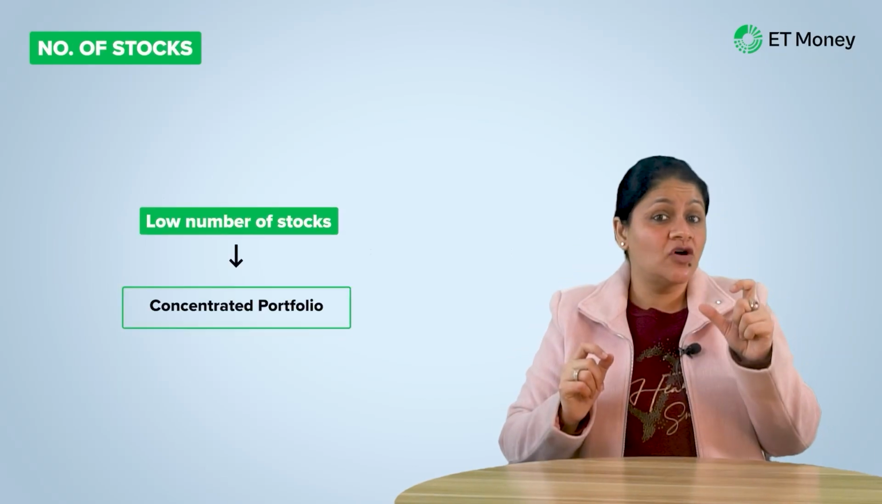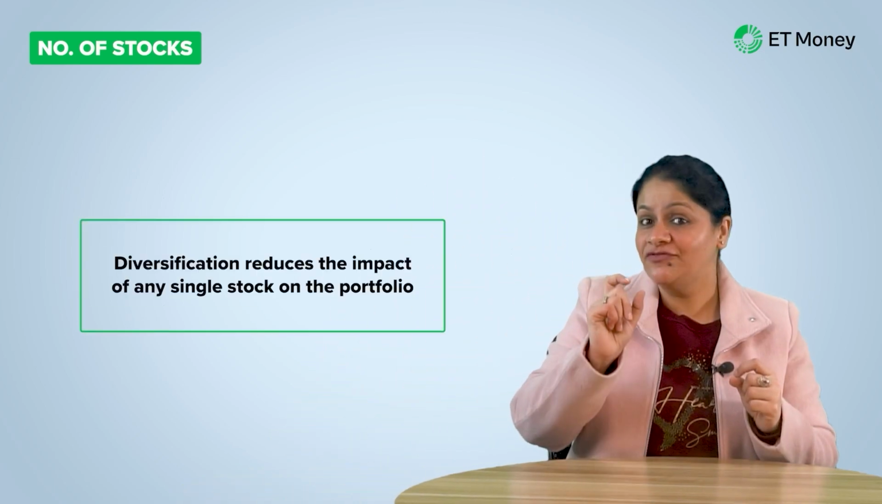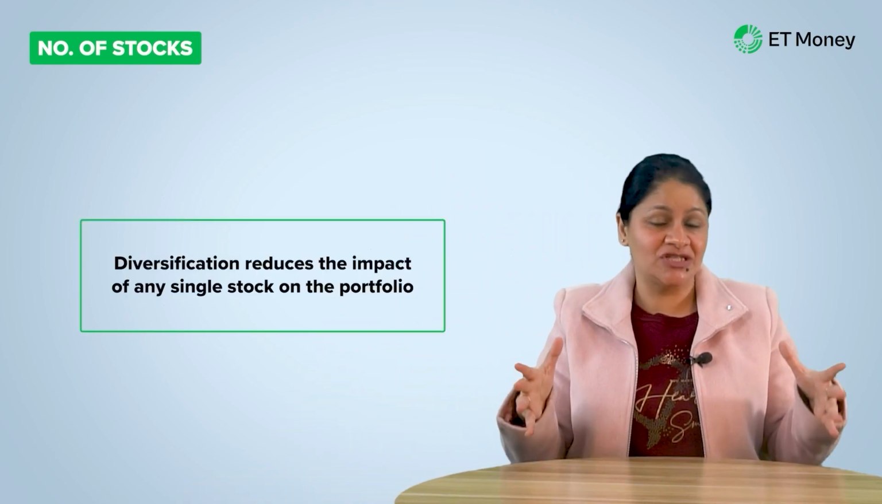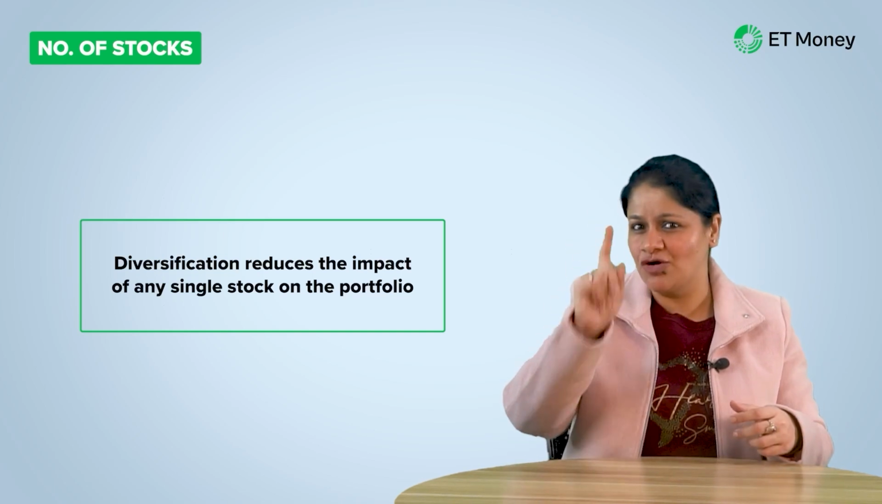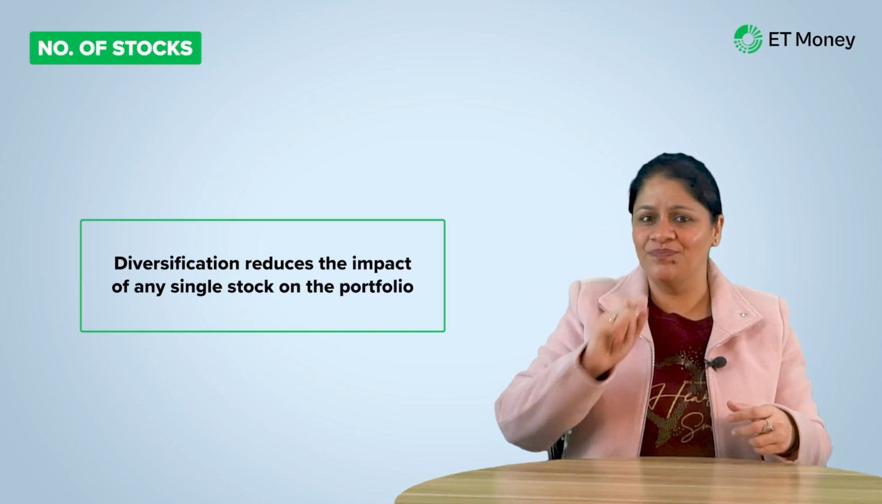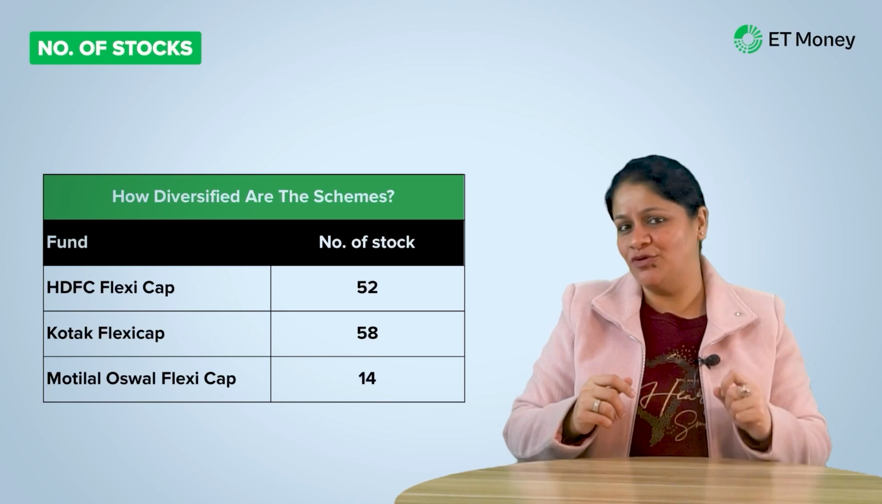If a portfolio has a low number of stocks, it would be a concentrated portfolio. In this case, every stock on average would have a higher allocation in the portfolio. So a significant movement in any stock can impact the fund's performance. On the contrary, if the fund manager opts for diversification, the impact of any single stock on the portfolio is relatively low. So we looked at the November end portfolios.